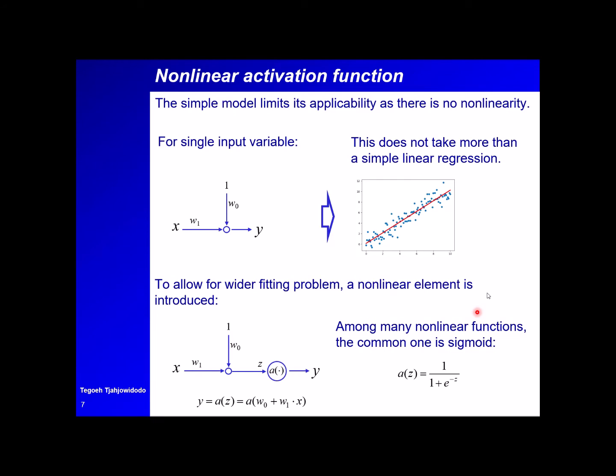For a single input variable, the network will be just like this. I only have one input, and an additional input, which for a single input variable represents the y-intercept. How to read this network: y is equal to w0 plus x times w1. I can capture any linear regression problem with this network, because this is representing this red line.